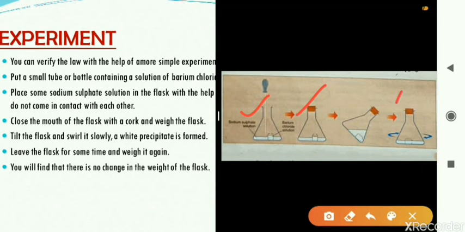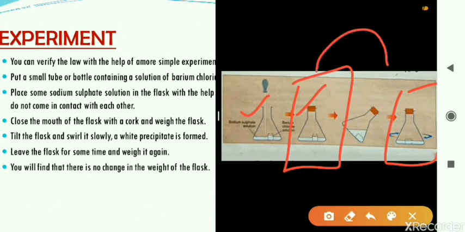After the reaction, again we will check the weight of the conical flask. We will find that the weight before the reaction and after the reaction is exactly the same. That is, there is no change in the weight of the flask. That is the proof of the law of conservation of mass, which says that the mass of the reactants is equal to the mass of the products.